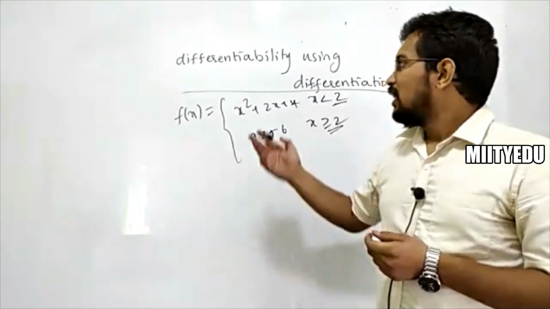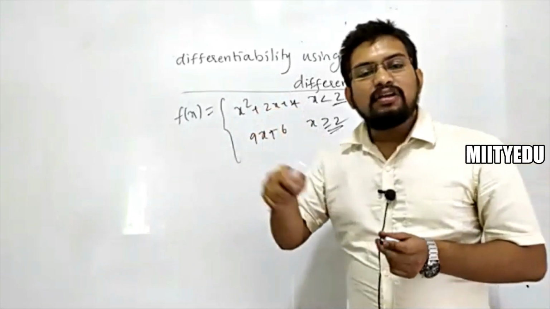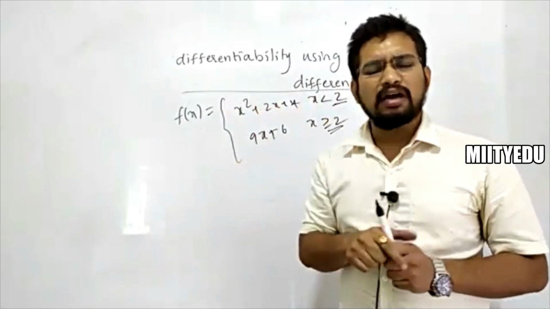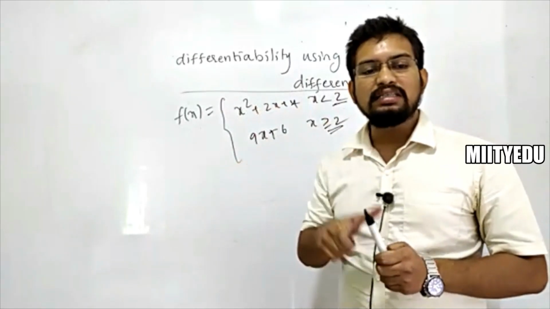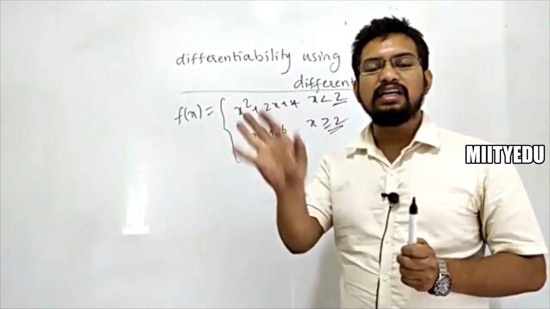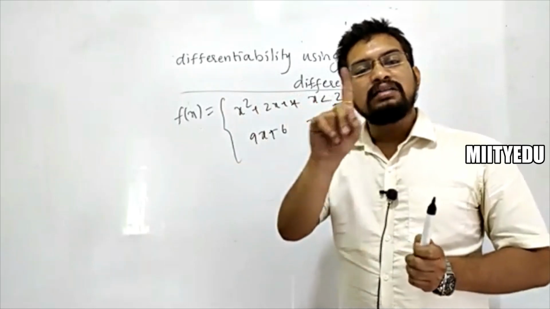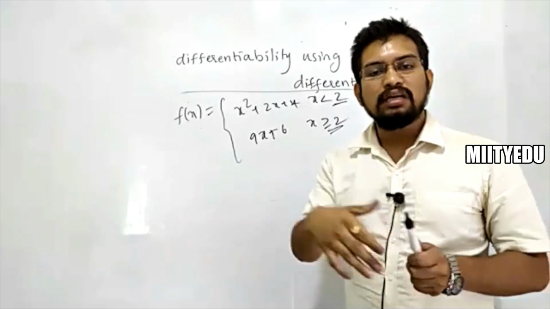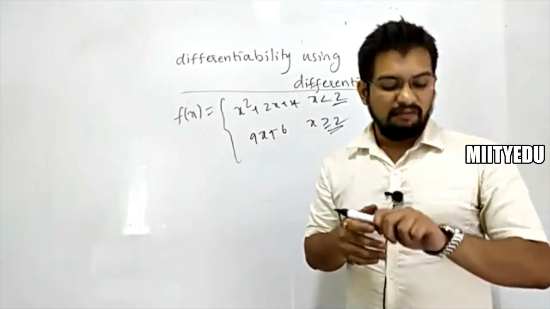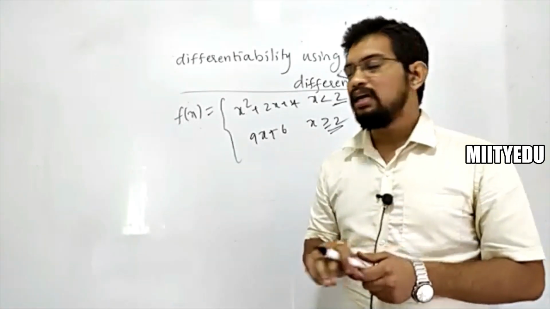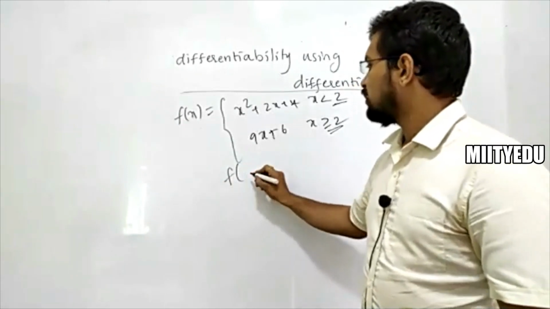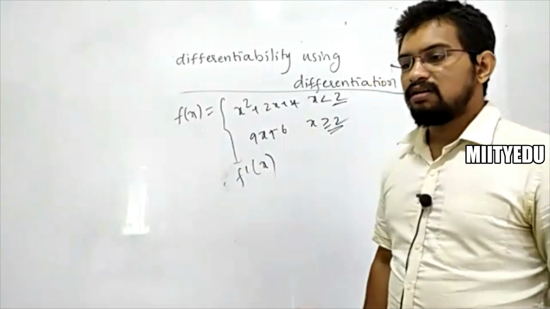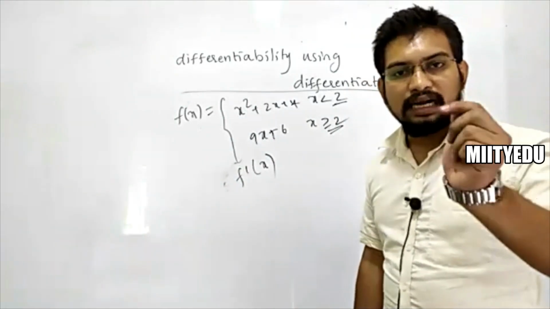Now it means that whenever you are finding differentiability, step number 1 is always check for continuity. Once the function is continuous, now you proceed forward. Whenever that is continuous, straight away find f dash x.